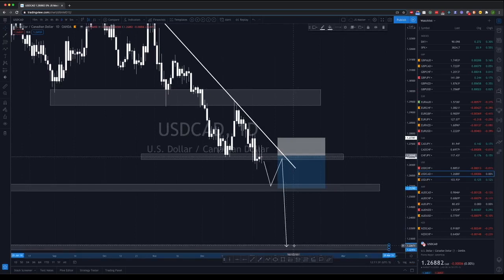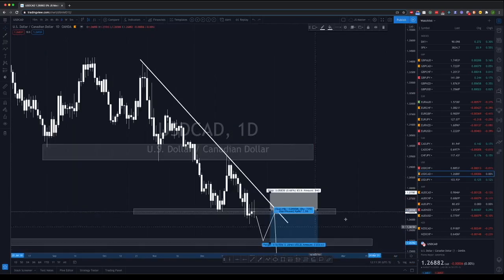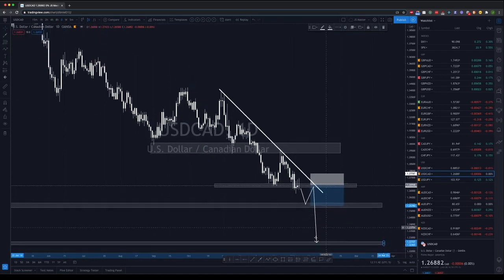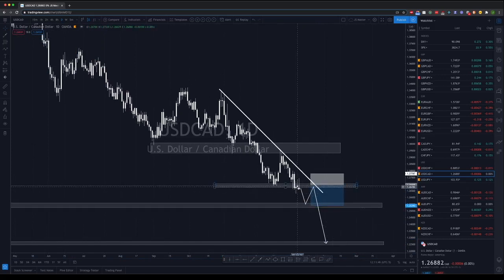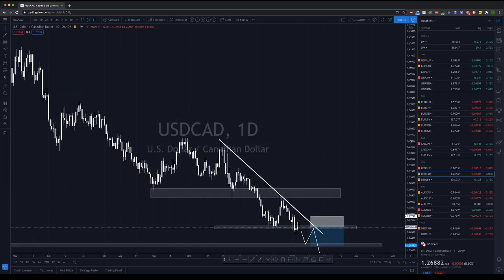Sorry, look to target further lows, which would be down here, which is the next level, right? So I want to see that breakthrough, come back up, test it with rejection, and then look for further targets. Initial targets will be this level, and then further targets in the past, right?